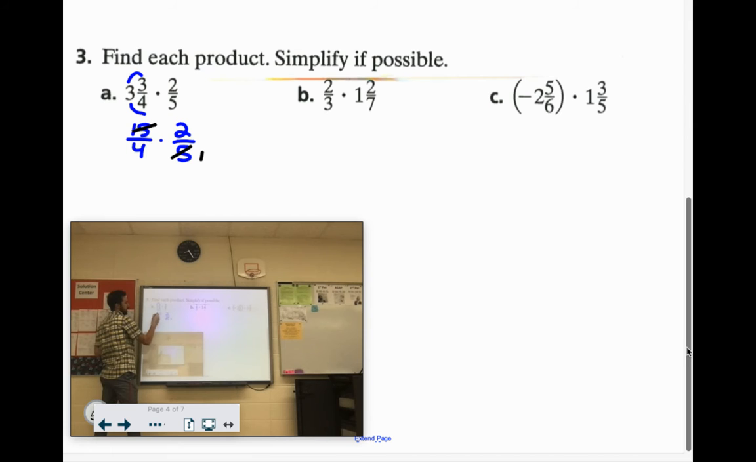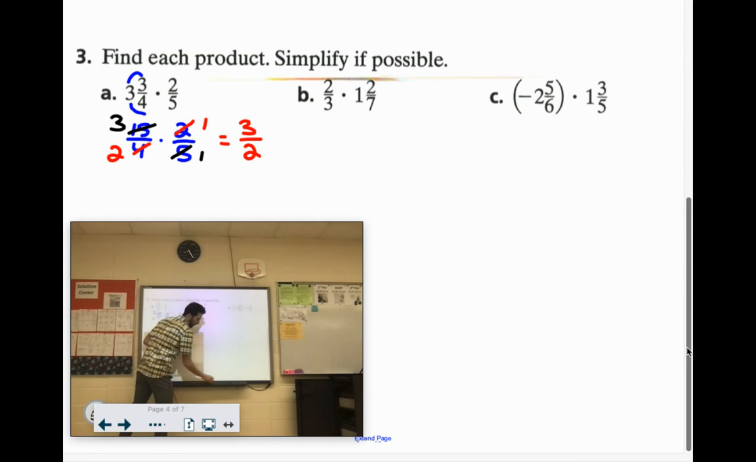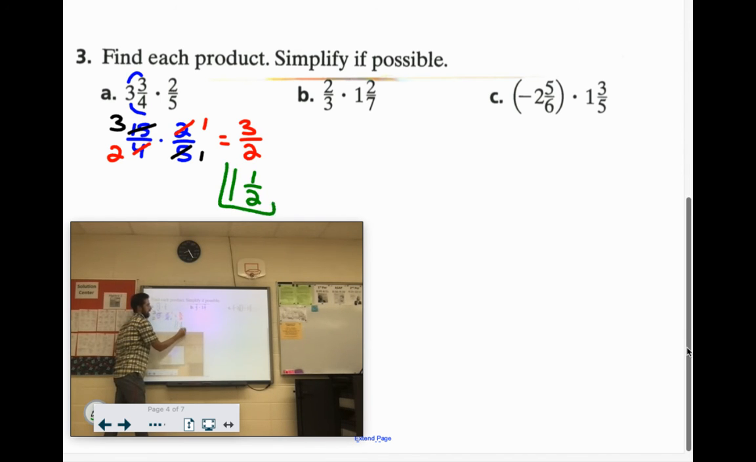5 goes into 15 3 times. 2 goes into 4 twice. So up top, 3 times 1 is 3. The bottom, 2 times 1 is 2. But we're good. We're given mixed numbers, so we're going to turn this back into a mixed number. 2 goes into 3 one time, with 1 left over. 1 1/2.